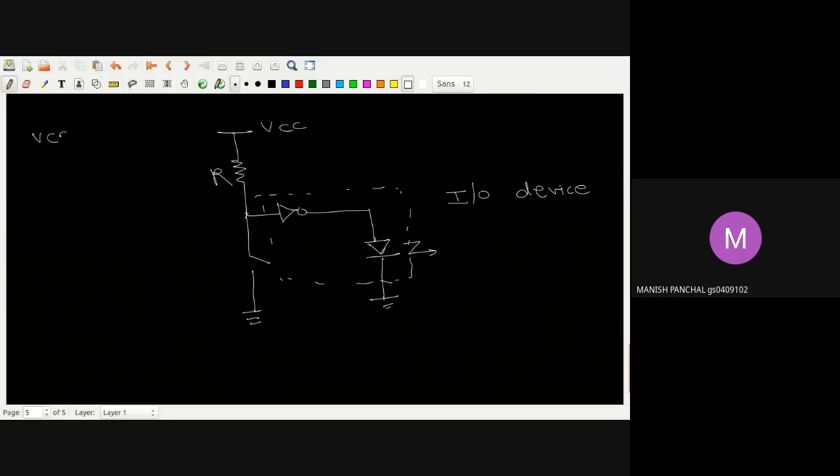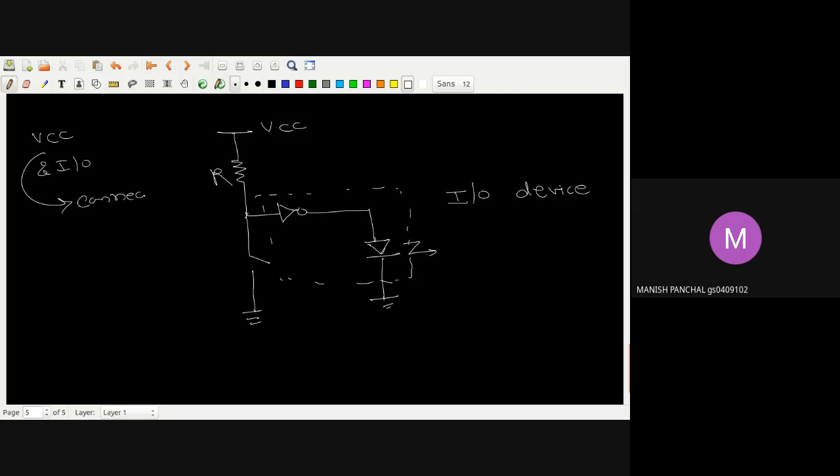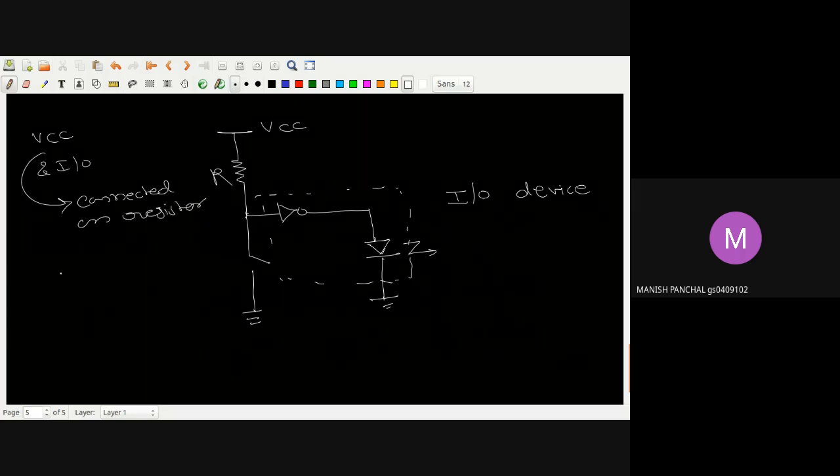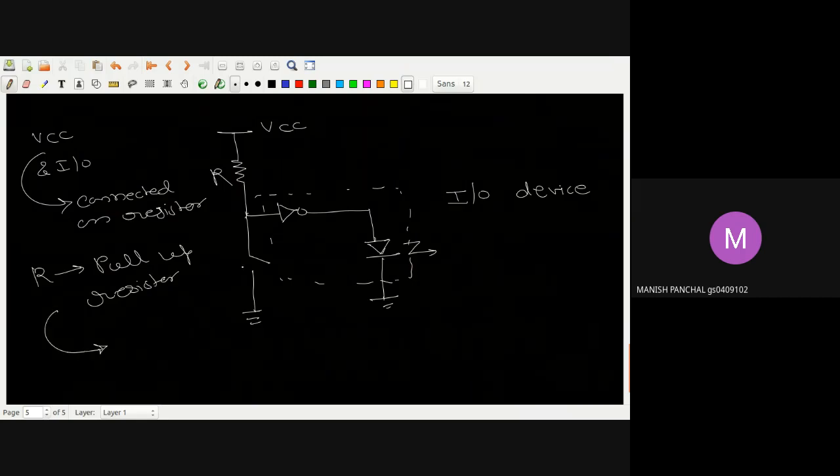Between the VCC and IO, you have connected one resistor. And that resistor, because it is trying to pull up your voltage, is called a pull-up resistor. This pull-up resistor will try to avoid the floating input condition that the switch is facing.